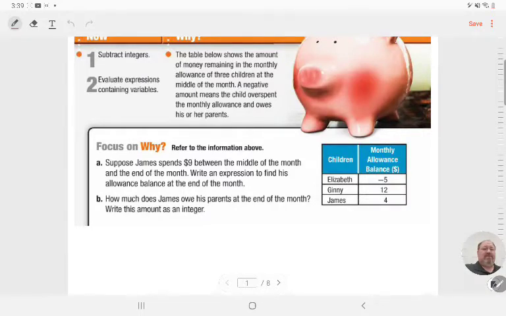Suppose James, right here, spends $9 between the middle of the month and the end of the month. Write an expression to find his allowance balance at the end of the month. So I could say he spent 9, he had 4, and he is going to owe his parents $5. Okay?